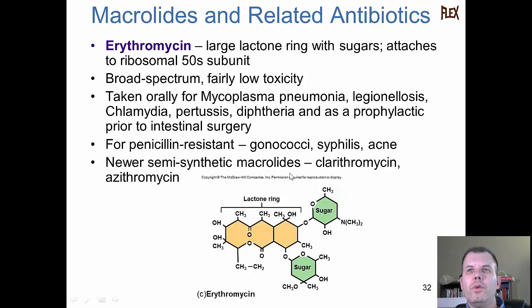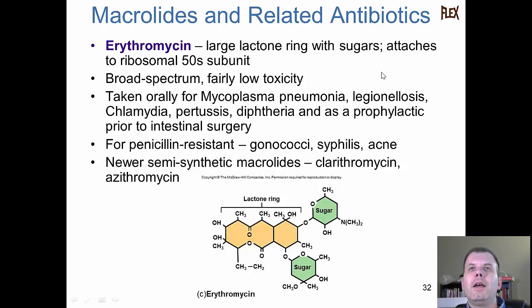And then there are some new semi-synthetic ones. Again, azithromycin or clarithromycin, these are new drugs that are based on the erythromycin structure. And so again, these might be some of the newer ones down the road where we start to find resistance with the penicillins and other things. We may be turning to the macrolides to look at these things.